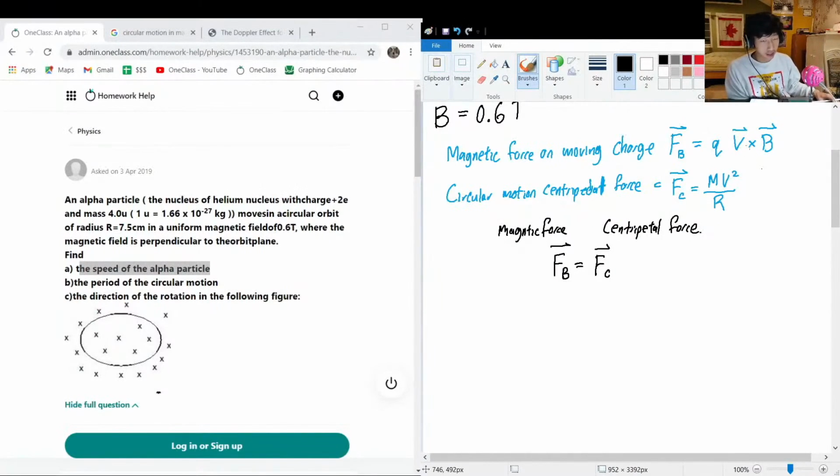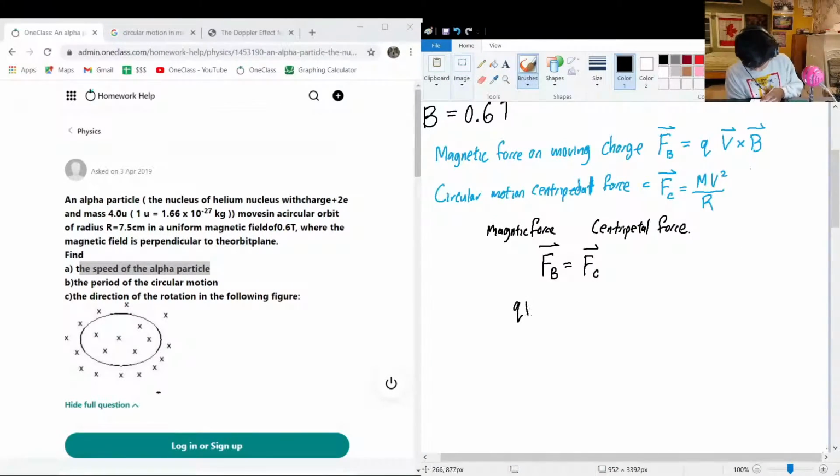I guess we don't really need to worry about the cross product because it is just like a multiplication, because we are in a two-dimensional thing. More formally it is the cross product, but you can just treat it like a multiplication for a 2D example like this. So we're going to have FB is equal to QVB, and that's going to be equal to the centripetal force, which is mass times velocity squared divided by radius.